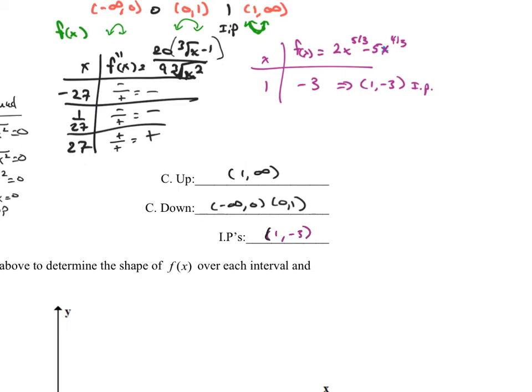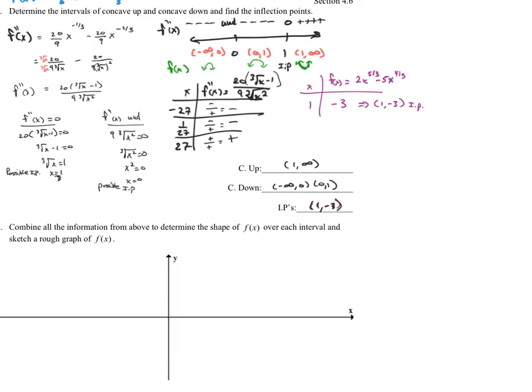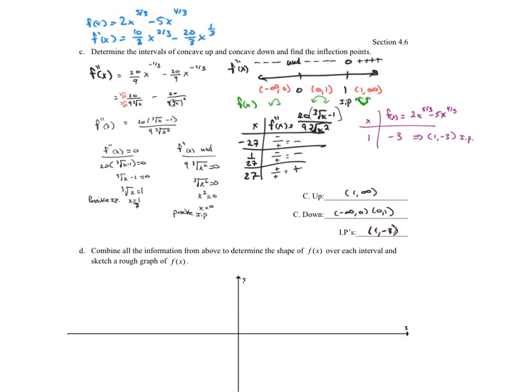Sorry, let me close that off. 1, negative 3. Okay. Now I need to take my information from analyzing the original graph, analyzing the derivative, analyzing the second derivative, put it all onto this one graph, and see what we get. So let's take a look at part A and see what we can glean from part A.